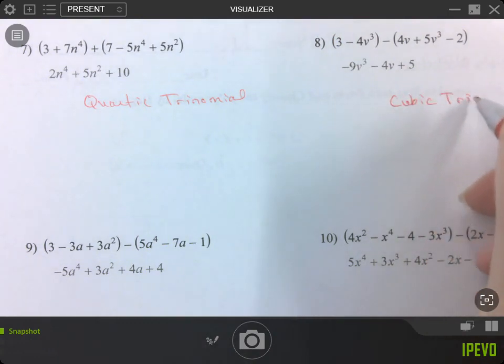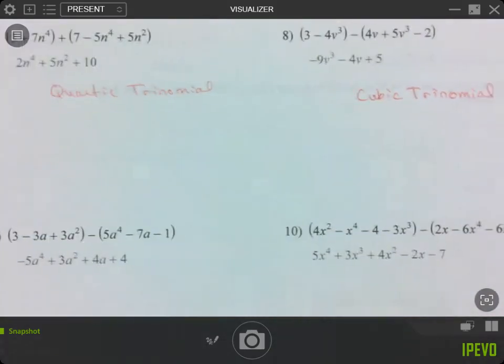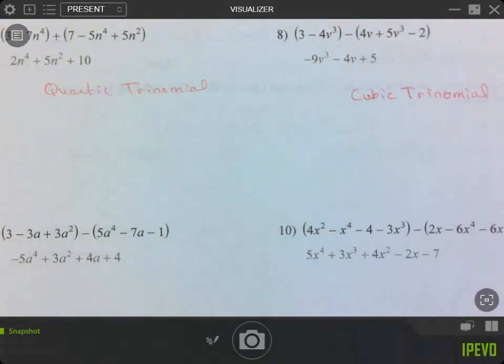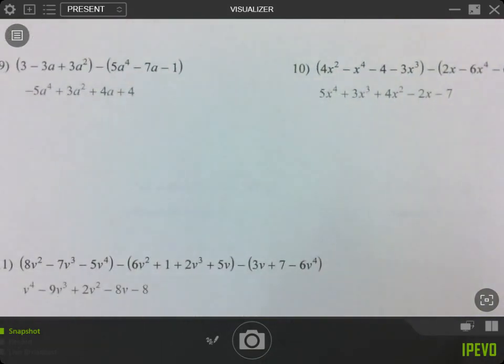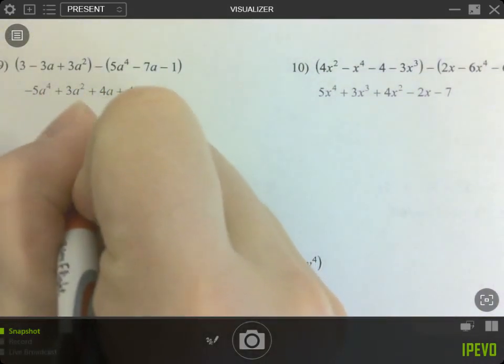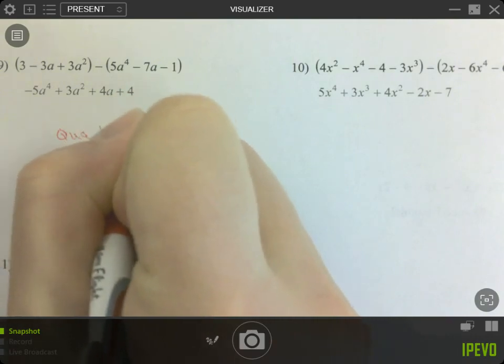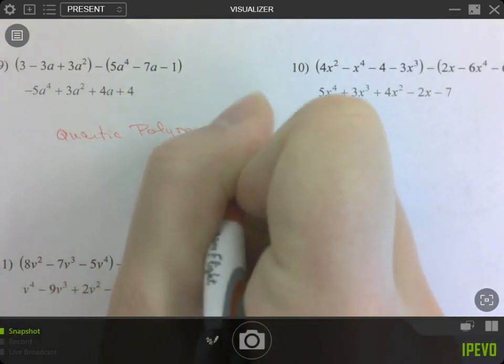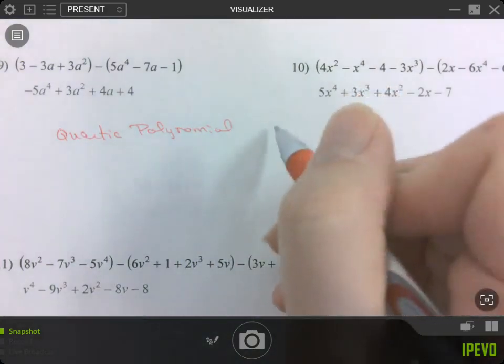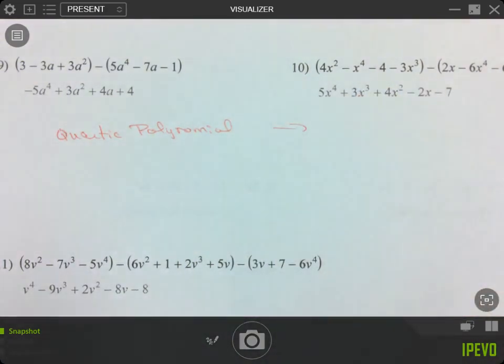So if you weren't here, it seems like, well, where are these words coming from? They're just coming right out of a chart, and the 3rd degree we call cubic. That's all you're doing there. So take a minute, check these out. Quartic polynomial. Another quartic polynomial. The rest of them are quartic polynomials, so I'm not going to write that in.